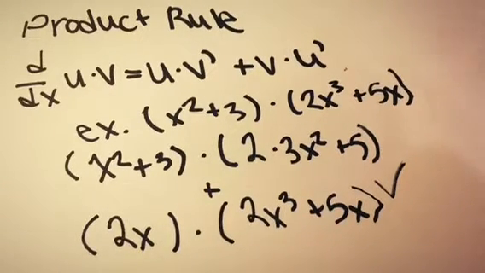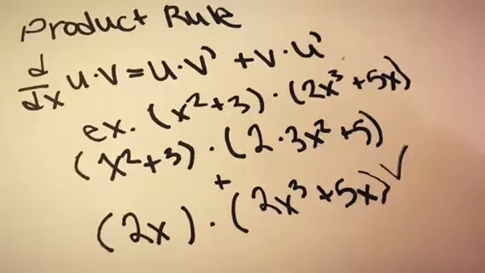To find the derivative of this function, you must multiply the first expression, x squared plus 3, times the derivative of the second, 2 times 3x squared plus 5, and add it to the derivative of the first expression, 2x, times the second expression, 2x cubed plus 5x. After fully multiplying out this expression, you will have used the product rule and will have your final answer.